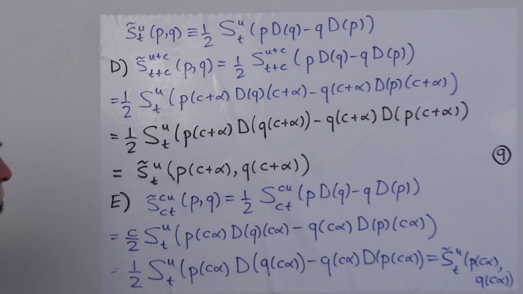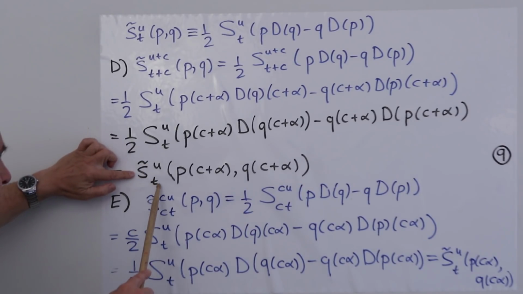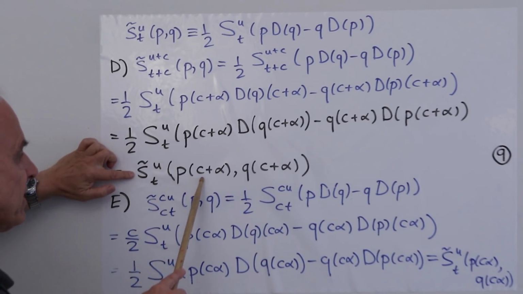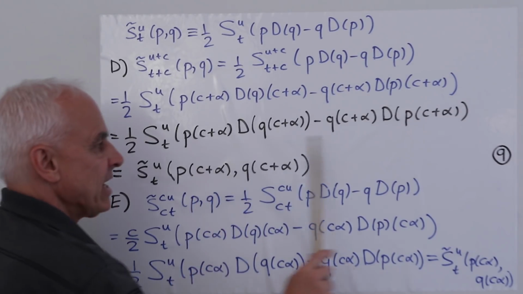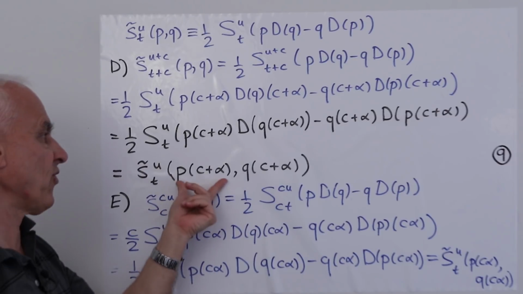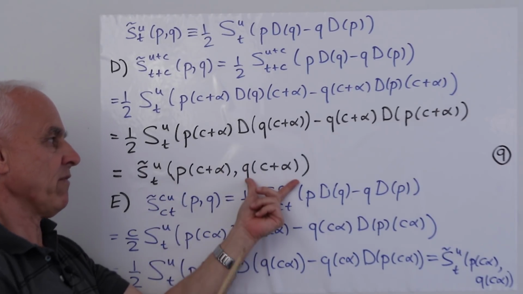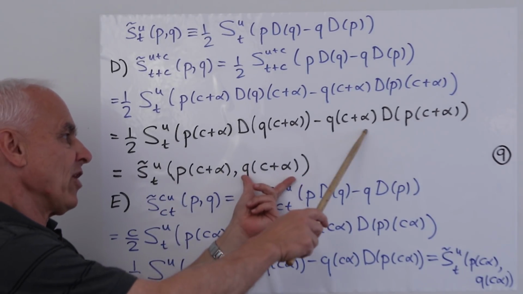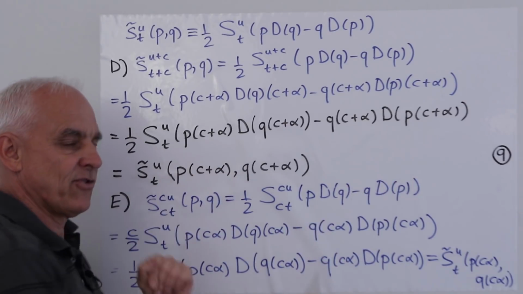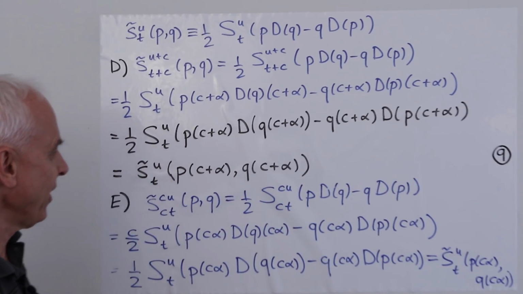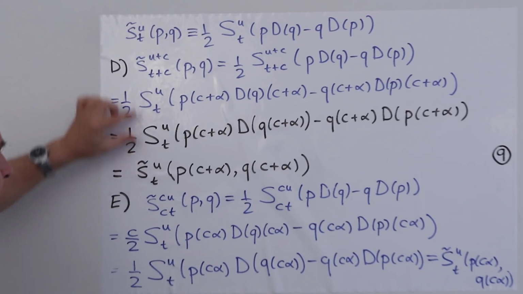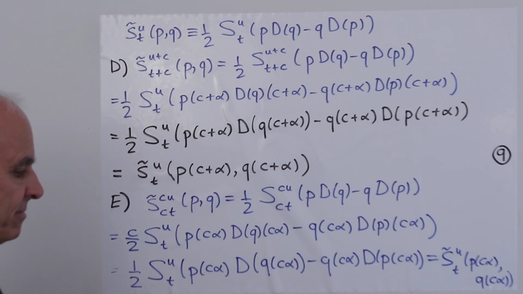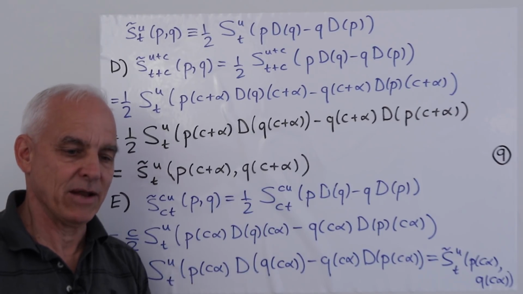And when we do that, we see that what we're really having is S tilde from T to U of P c plus alpha, Q c plus alpha. Because this here is just what you get when you take this thing and multiply by the derivative of this, minus this thing times the derivative of this. And that's the property D that we want to verify.